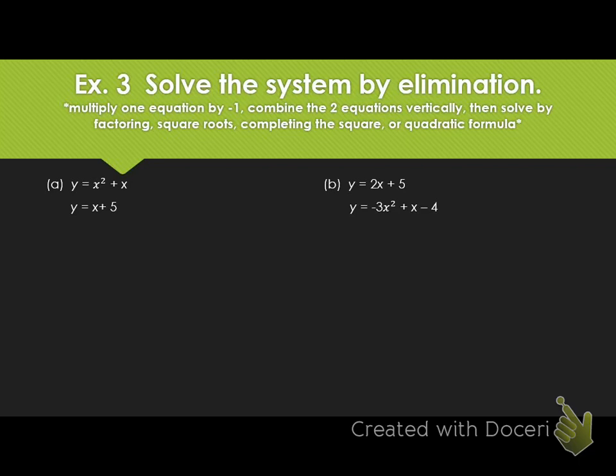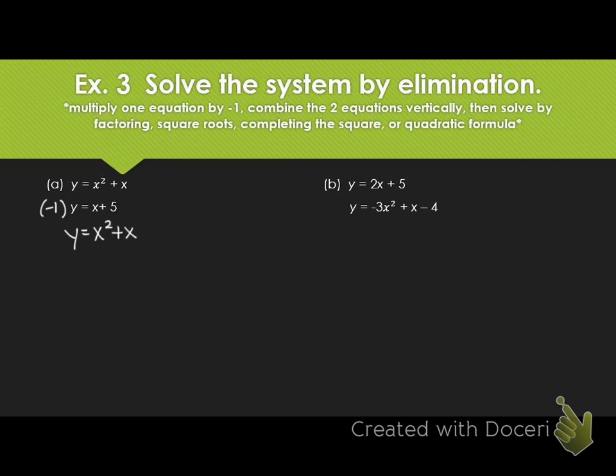Well, look at your problem. Y and Y are already the same coefficient, right? They already have the same coefficient. So the only thing we have to do is multiply one of those equations by negative 1. So you'll see right under the directions I said, multiply one equation by negative 1. Doesn't matter which one. So I'm going to go ahead and do the second equation. Again, I'm going to do the linear equation because it just makes it easier. That means I have to bring down the first equation, y equals x squared plus x.